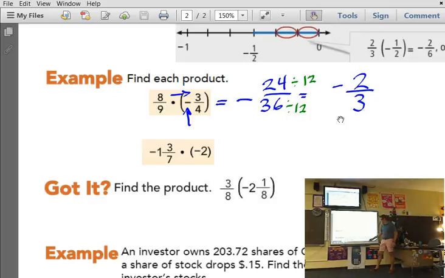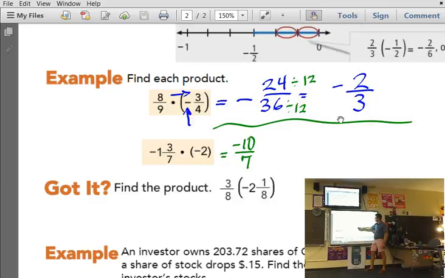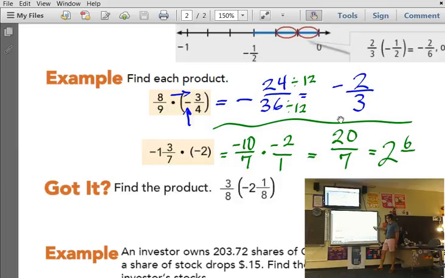Now, for this last one, really quickly, just for me to show it to you, I would make this improper. So I would make this negative 10 over 7, then times negative 2, and make integers into fractions. Because then your life is super easy. Straight across the top. Straight across the bottom, negative times negative gives me positive 20 over 7. I can't reduce this. I can make it a mixed number, but I cannot reduce this. So as a mixed number, what's it turn into? 2 and 6/7.